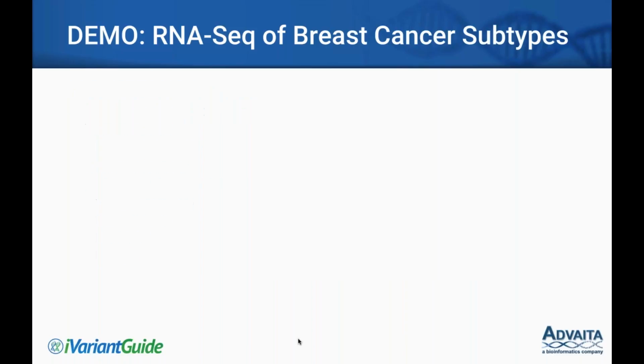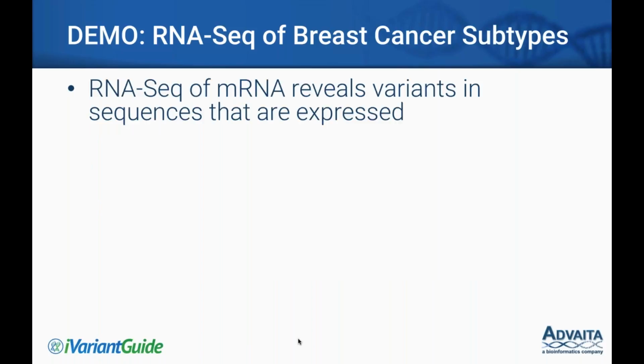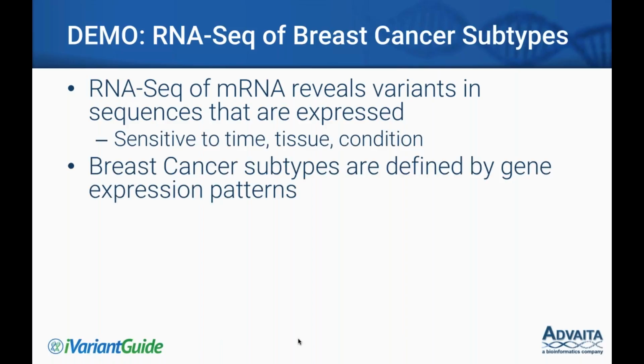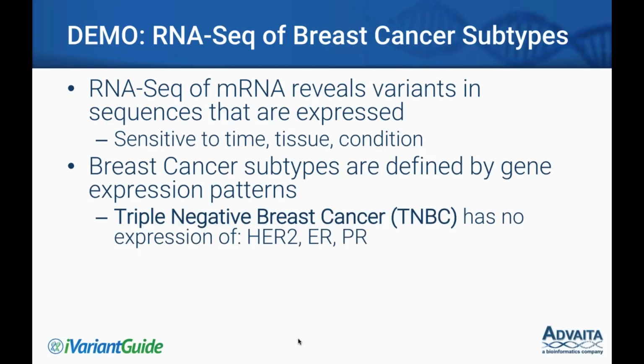I'll go over those in a little bit more detail on the next slide. But first I want to point out that when you're doing RNA-seq as opposed to DNA-seq, what you're looking at are variants in sequences that are actually being expressed. And that's important to keep in mind because our breast cancer subtypes are actually defined by gene expression patterns.